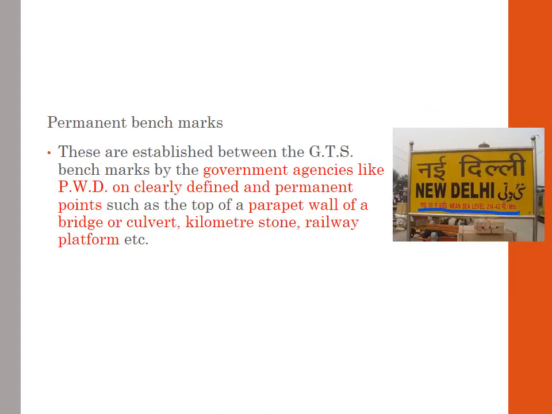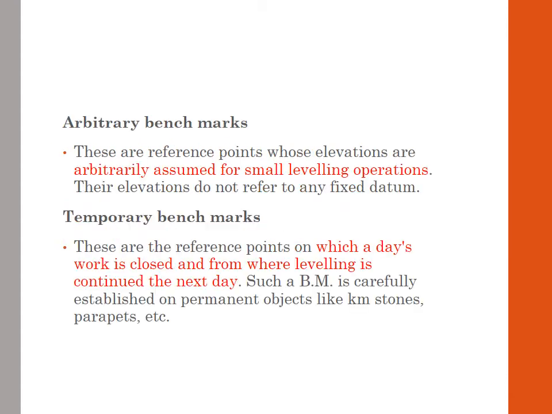The next one is permanent benchmarks. Permanent benchmarks are established by PWD departments, and those are established between GTS benchmarks. Between two GTS benchmarks there will be some permanent benchmarks. They may be marked on the parapet wall of a bridge or a culvert, or on the kilometer stone present on the sides of roadways, or on railway platforms as shown in this image.